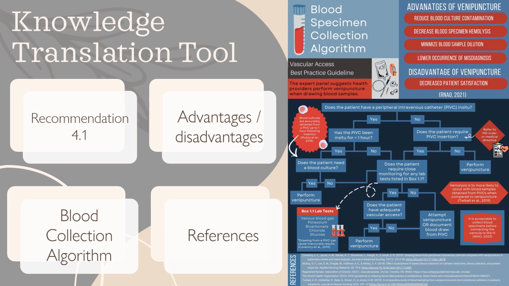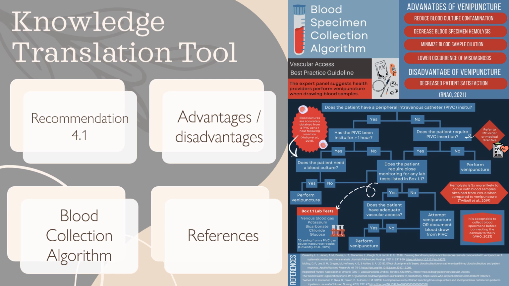For instance, Malloy et al. 2018 suggests blood cultures are accurately obtained from a peripheral IV up to 1 hour following insertion. Convery et al. 2019 suggests drawing venous blood gases, potassium, bicarbonate, chloride, or glucose from peripheral IVs can cause inaccurate results. Hence the need for the box in the middle of the page asking, does the patient require close monitoring for any of the following lab tests listed in box 1.1.